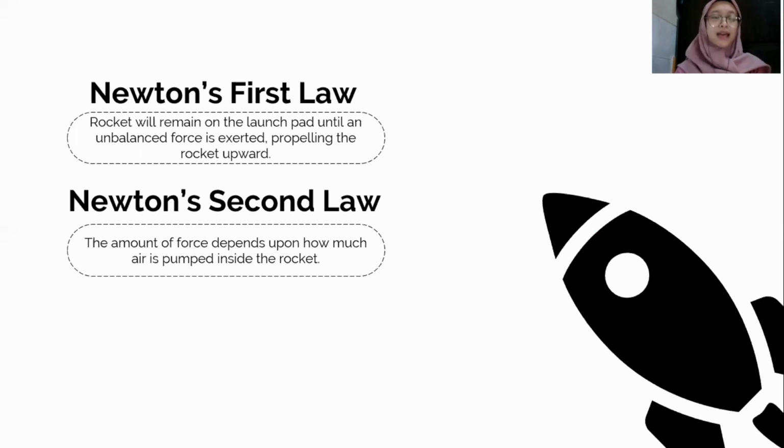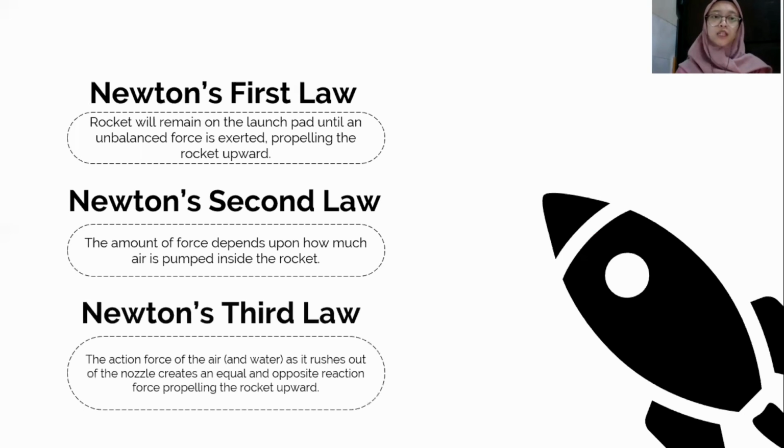Newton's second law is when the amount of force depends upon how much air is pumped inside the rocket. And Newton's third law is when the action force of the air and the water as it rushes out of the nozzle creates an equal and opposite reaction force, propelling the rocket upward.